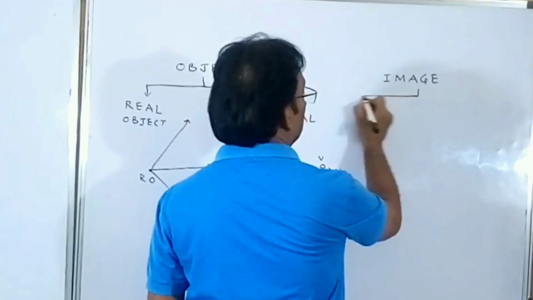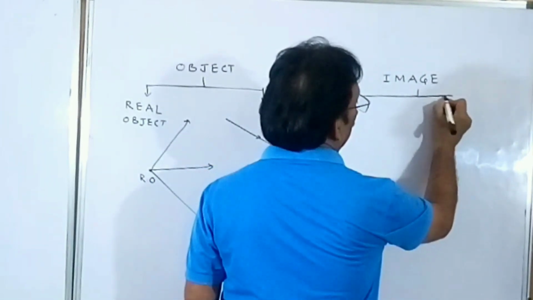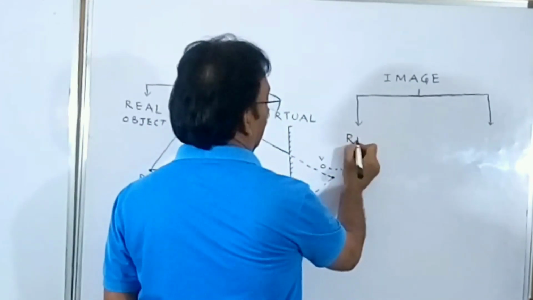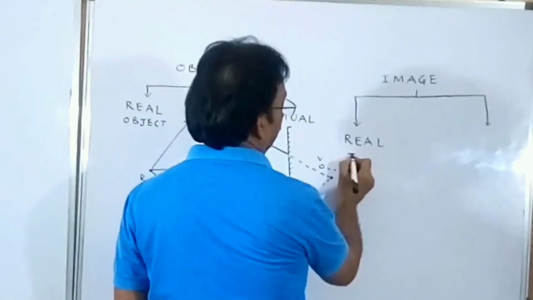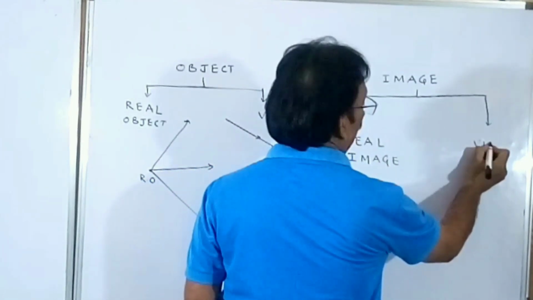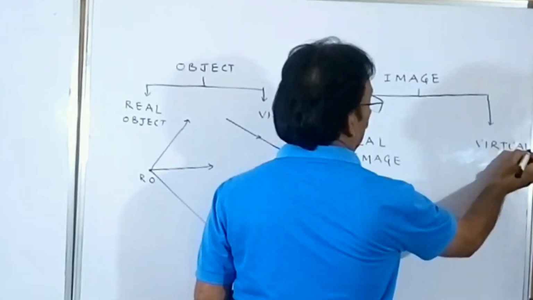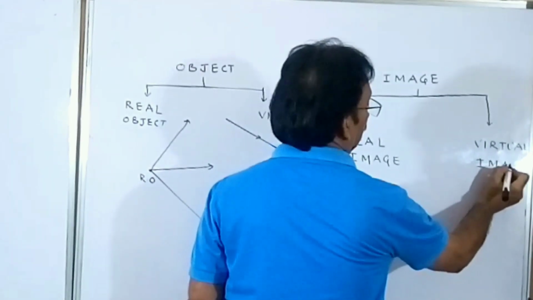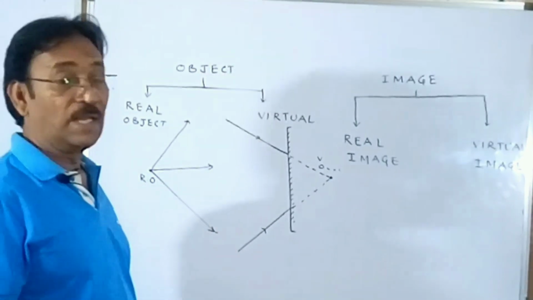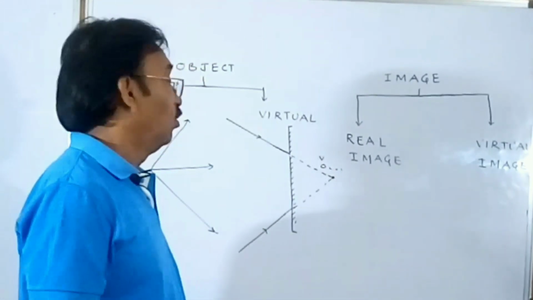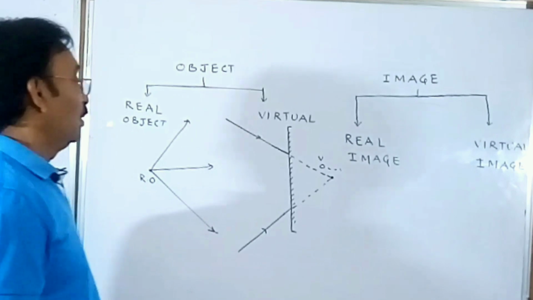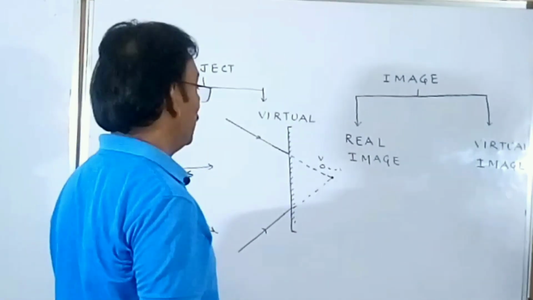Again, these images are classified into two types. One is the real image, and the second one is the virtual image. Images can be classified into two types: one is the real image and the second is the virtual image. What is the real image?